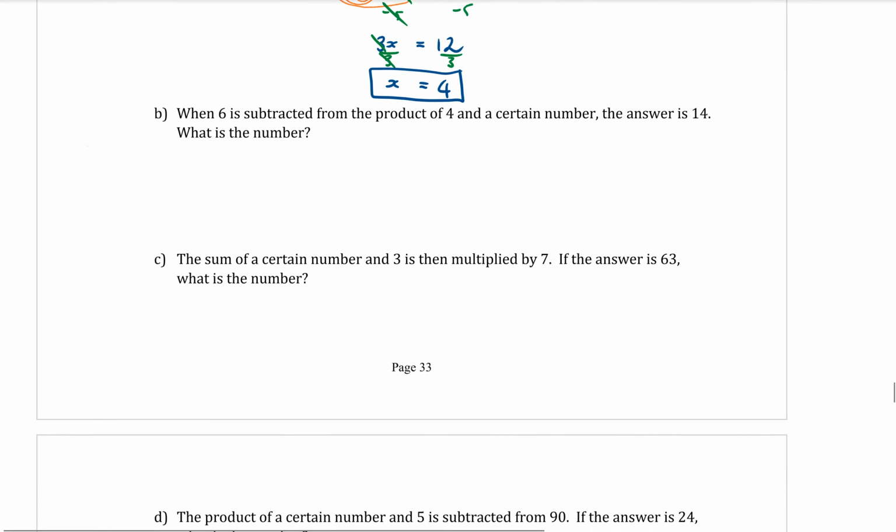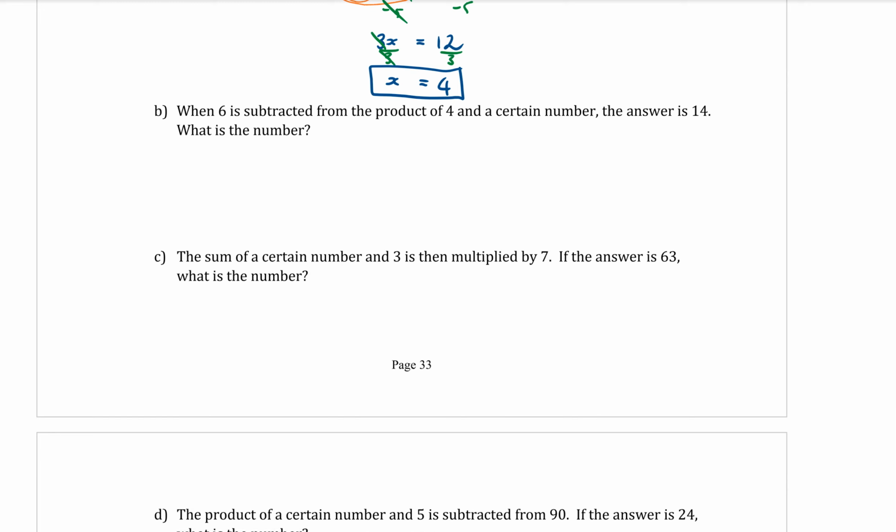B. The hardest part, I think, is making sure you get the equation right. So let's keep practicing. When 6 is subtracted from the product of 4 and a certain number. Is it 6 plus x? Not quite. Good try though. Is it 6 minus 4 equals 14? Nope. 6 minus 4x. Nope.